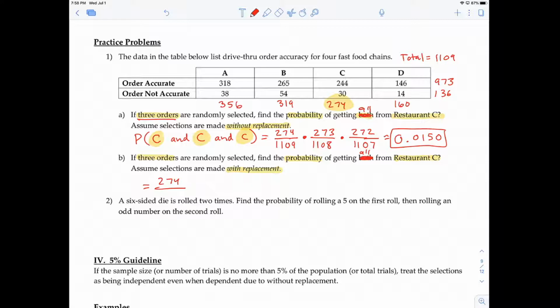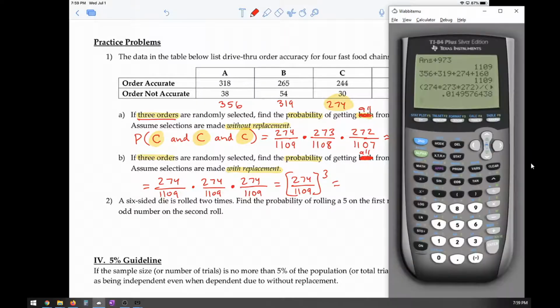There are 274 different ways we can select from restaurant C, times 274 from restaurant C for the second selection, times 274 from restaurant C. And nothing changes because after each selection, we're replacing it. So this is exactly how we're going to do it, right? We're going to open up the parentheses, 274 over 1109, close parentheses, and then raise that to the 3rd power.